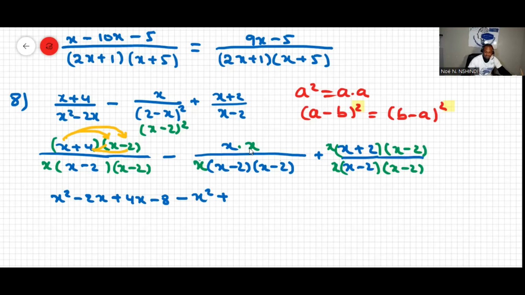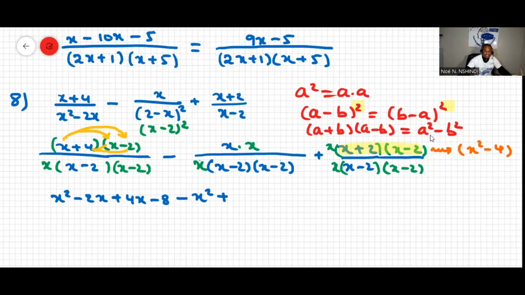There you notice that here we have a product that leads to the difference of two squares. You know, when we have a plus b times a minus b, this is just equal to a squared minus b squared. So this product here makes x squared minus 4.